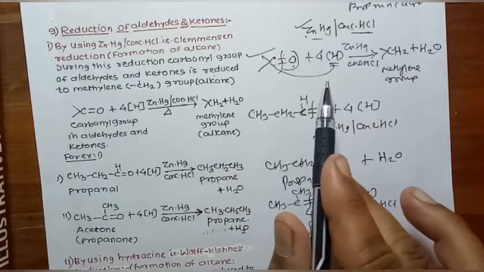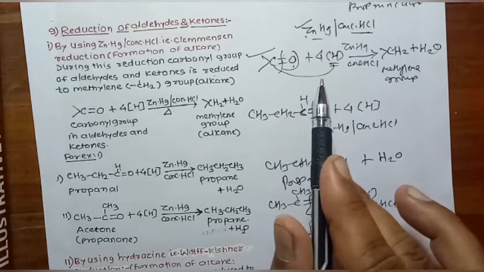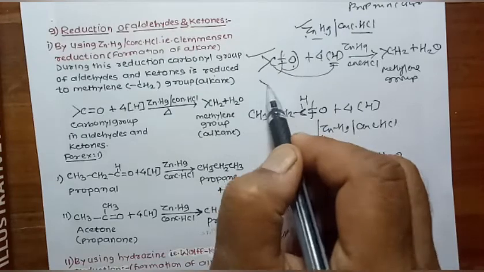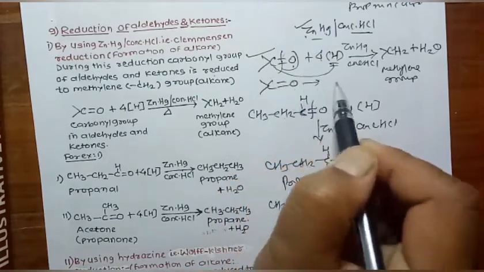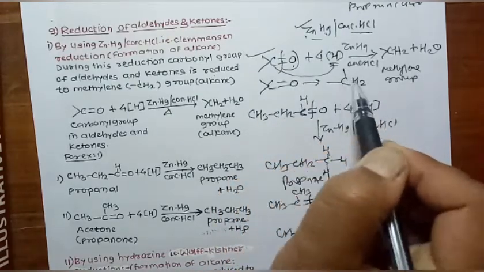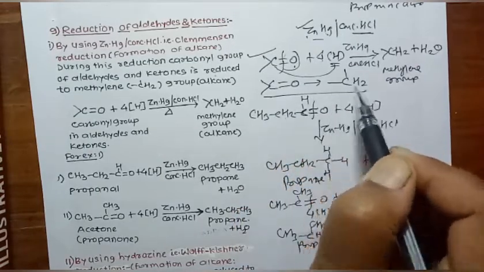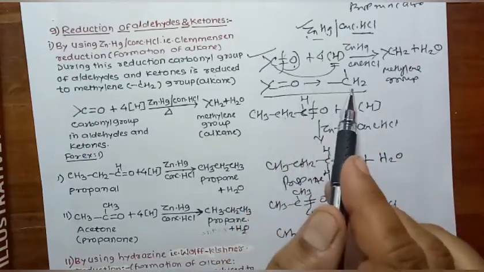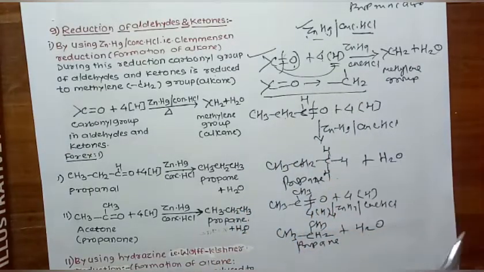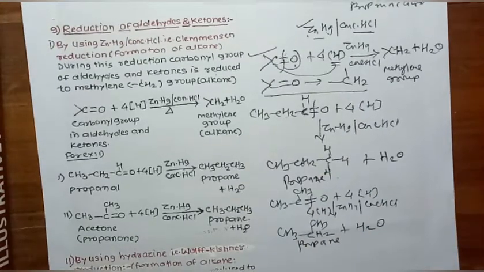Write a note on Clemmensen reduction, such a question can be asked in the examination. Or, how will you convert the C double bond O group into a CH2 group? This type of question has also been asked previously. How will you convert the C double bond O group into a CH2 group? Then you have to write this reaction.